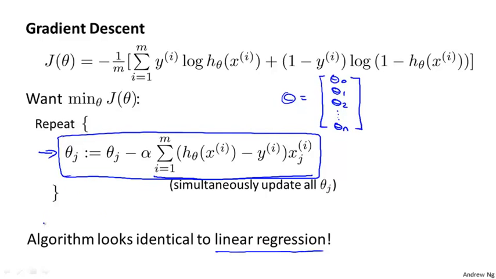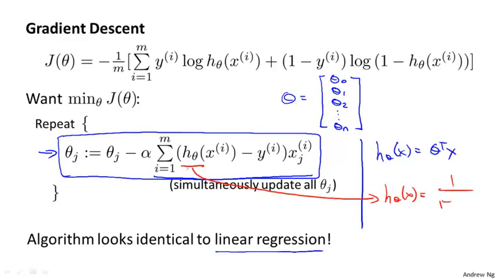So are linear regression and logistic regression different algorithms or not? Well, this is resolved by observing that for logistic regression, what has changed is the definition of this hypothesis. Whereas for linear regression we had h of x equals theta transpose x, now the definition of h of x has changed and is instead 1 over 1 plus e to the negative theta transpose x. So even though the update rule looks cosmetically identical, because the definition of the hypothesis has changed, this is actually not the same thing as gradient descent for linear regression.